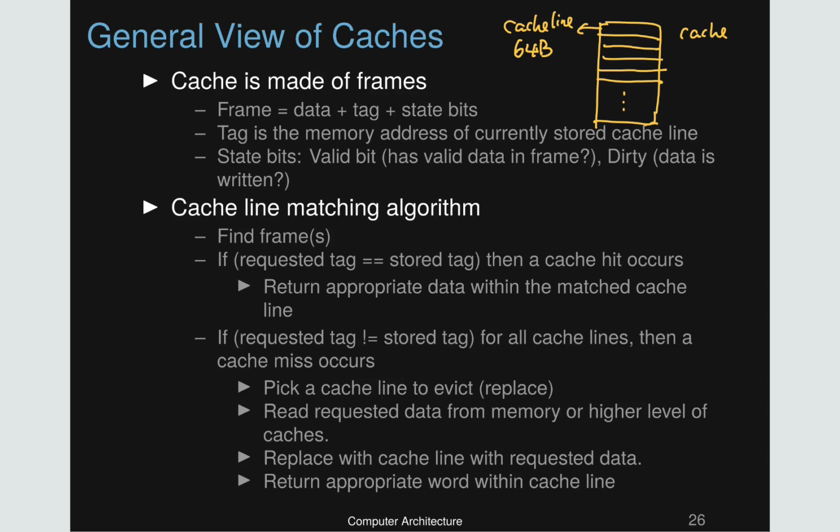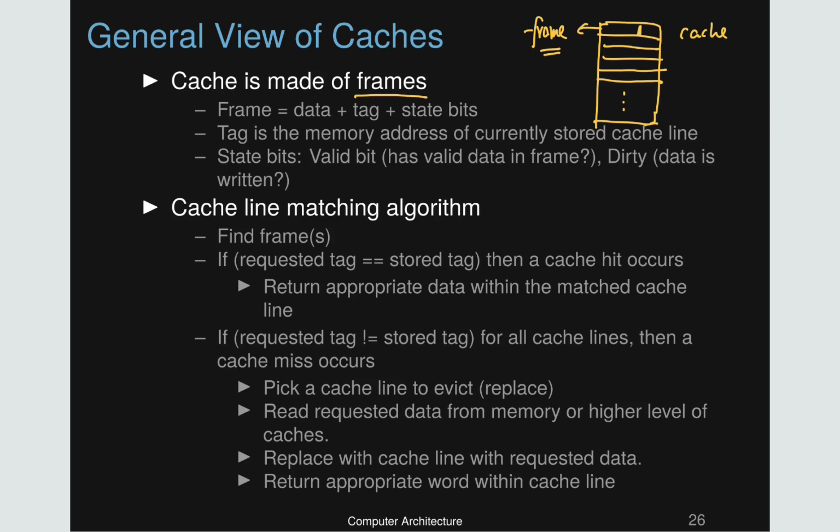So the actual element of each row is not simply just the 64-byte cache line. It is actually a more complex storage, which is called a frame. Each row here is not simply a cache line, but a frame, and within the frame, it has at least three components.